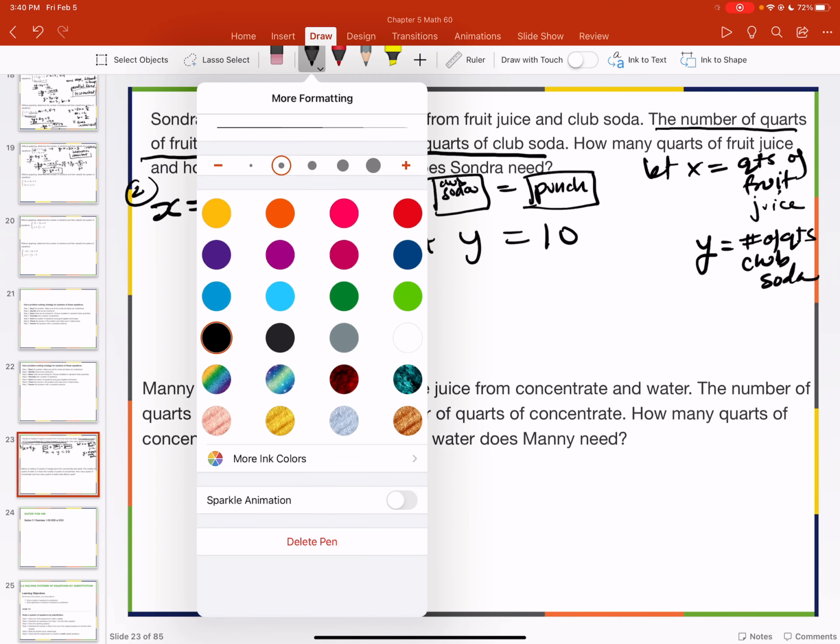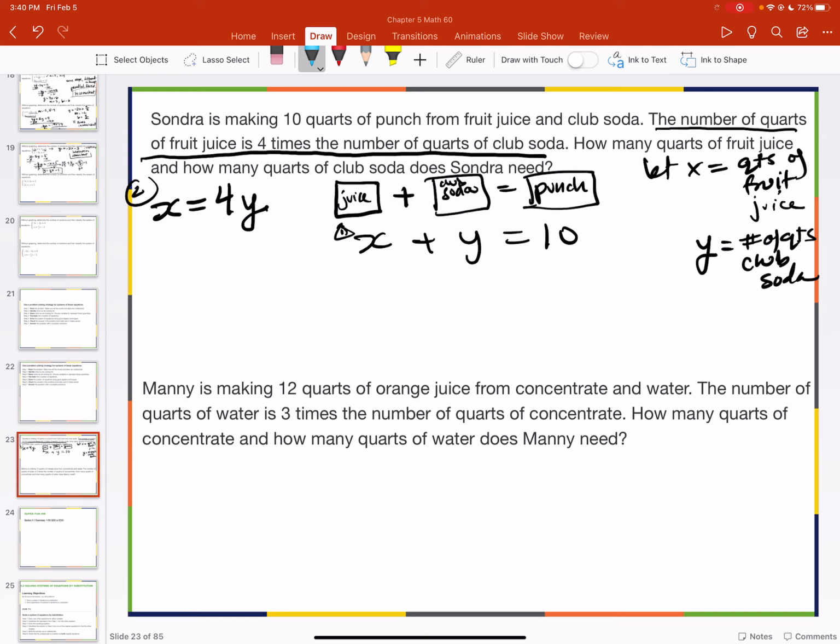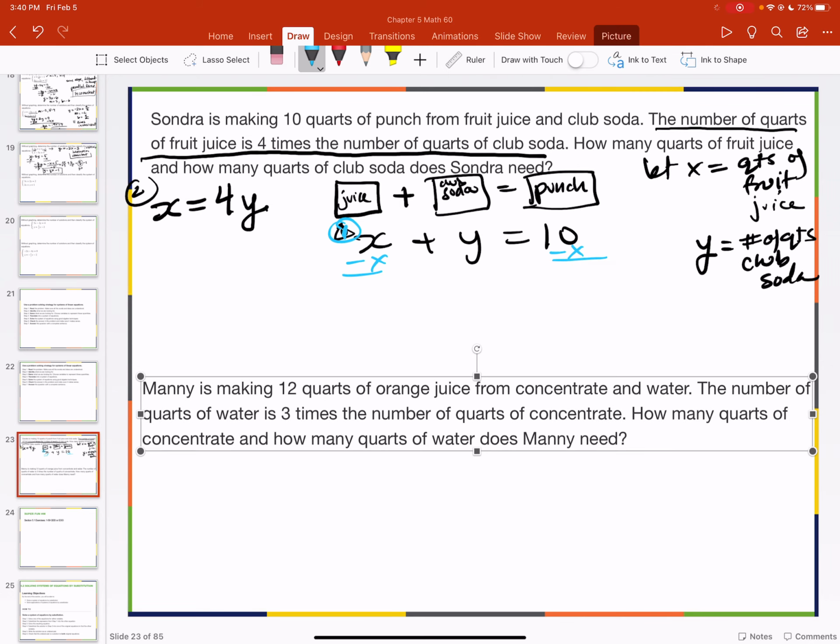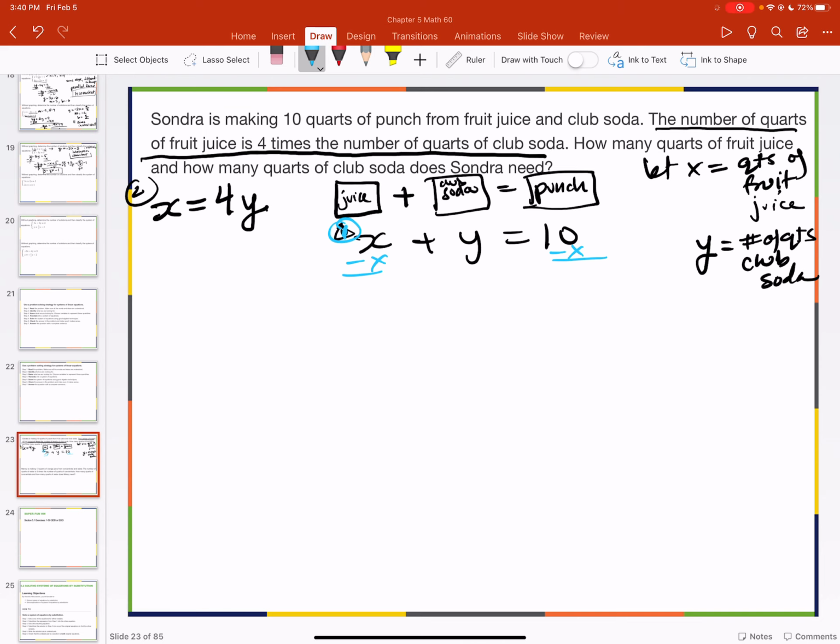Okay, so let's change the colors for fun. So we have equation 1. Let's go ahead and solve for y. So we have y is equal to negative x plus 10. So that's 1. And then for the second equation, all we need to do is solve for y. So we have y is equal to x over 4. But what does that look like in terms of slope? Remember, that's y equals 1/4 x.